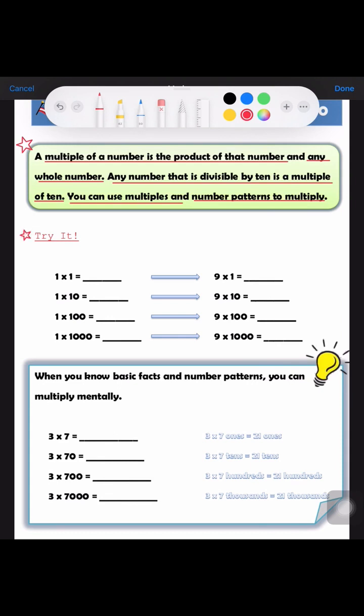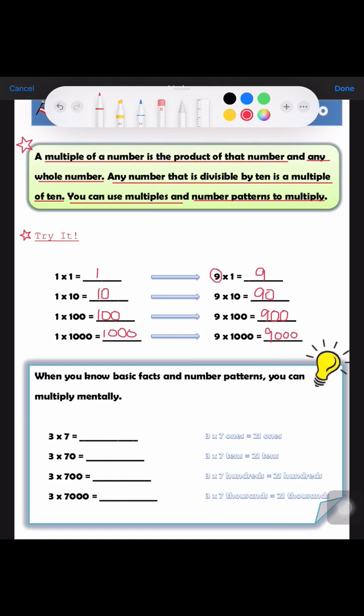1 times 1 equals to? Yes, it's 1. 1 times 10 equals to 10. 1 times 100 equals to 100. And 1 times 1000 equals to 1000. If we change the number into 9, it is very similar. 9 times 1 equals to 9. 9 times 10 equals to 90. 9 times 100 equals to 900. And 9 times 1000 equals to 9000.